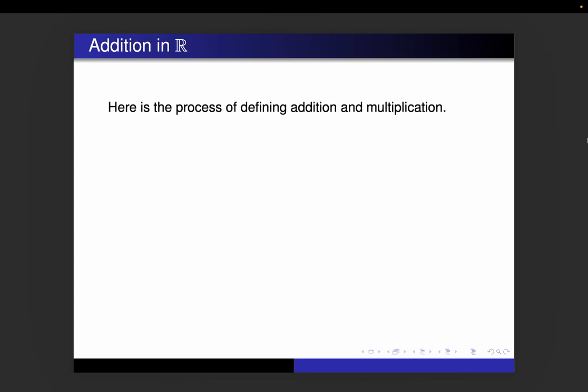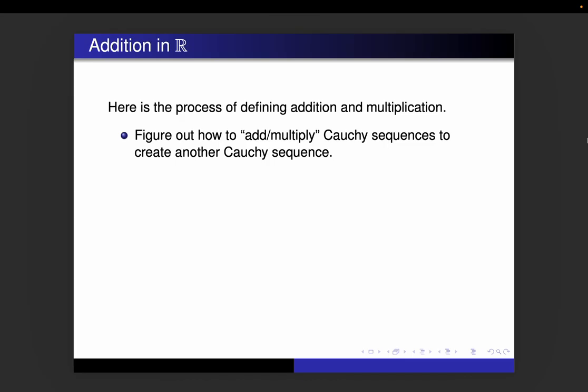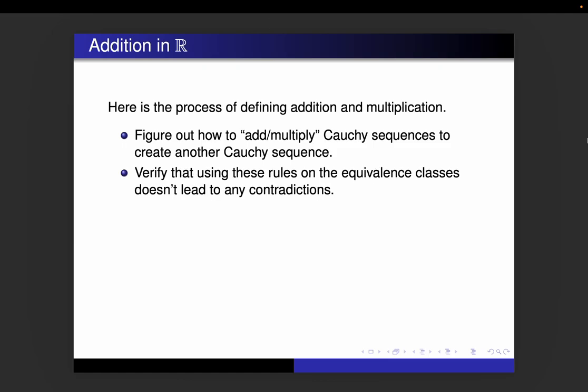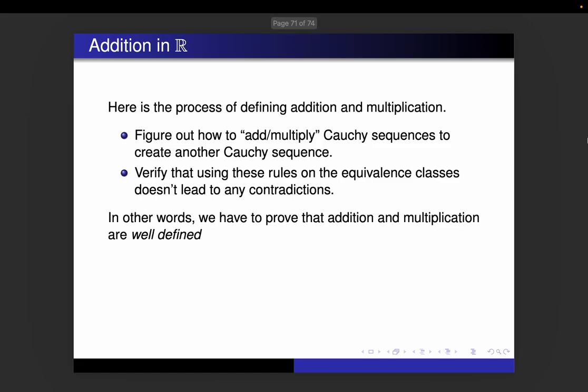So here is our process of defining addition and multiplication. First of all, we're going to figure out how to add and multiply Cauchy sequences to create another Cauchy sequence. We're going to verify that using these rules on the equivalence classes doesn't lead to any contradiction. So there is no way for you to choose two different representatives of an equivalence class and somehow do the addition or multiplication and end up in different equivalence classes for your result. In other words, we're going to have to prove that addition and multiplication are what are called well-defined.